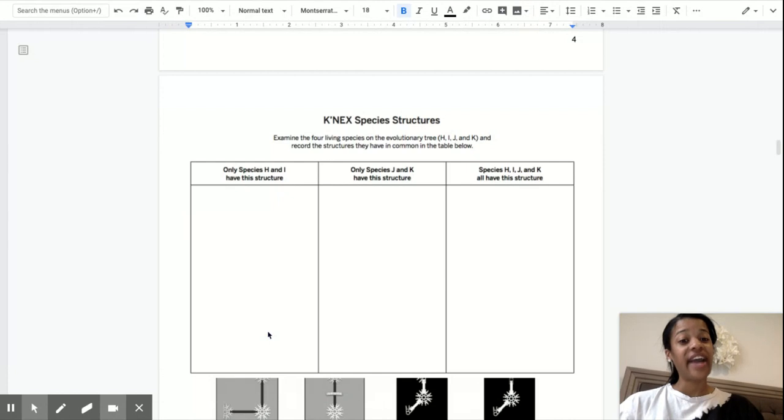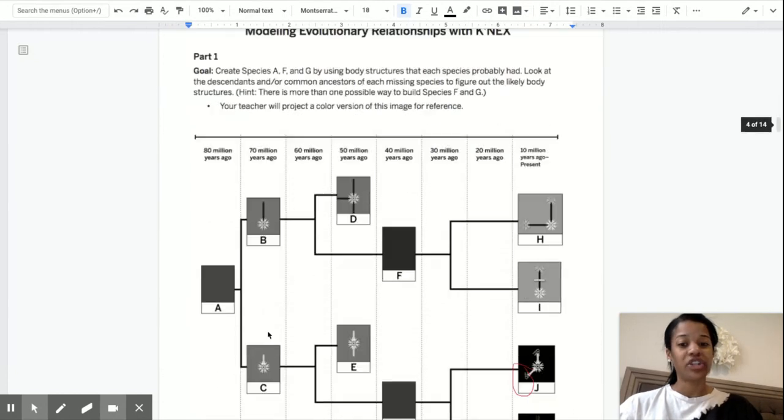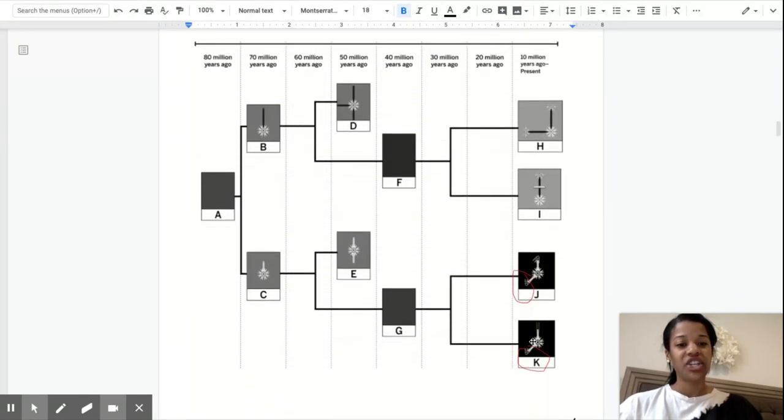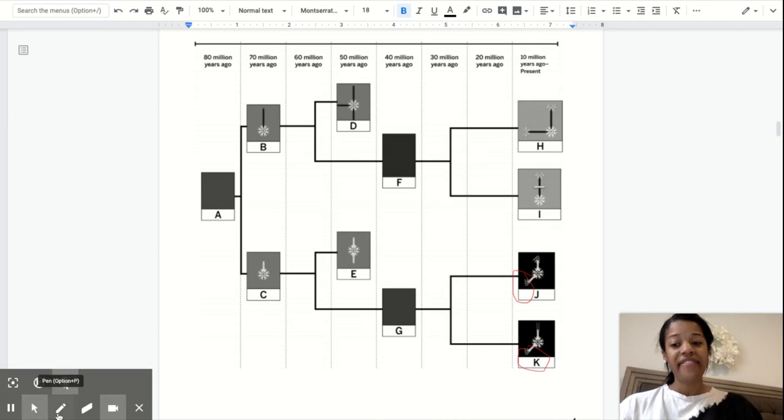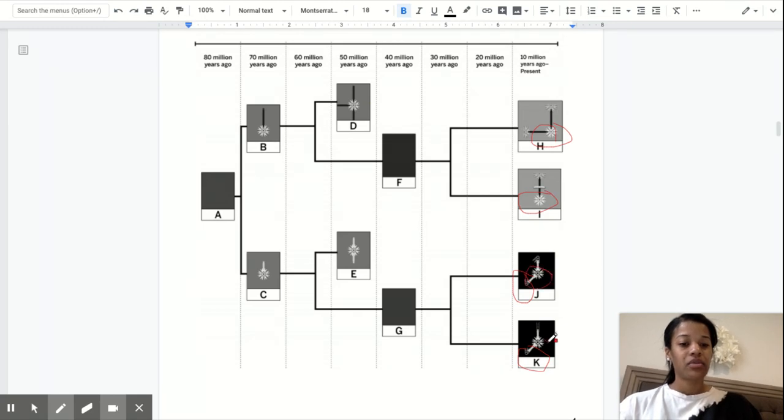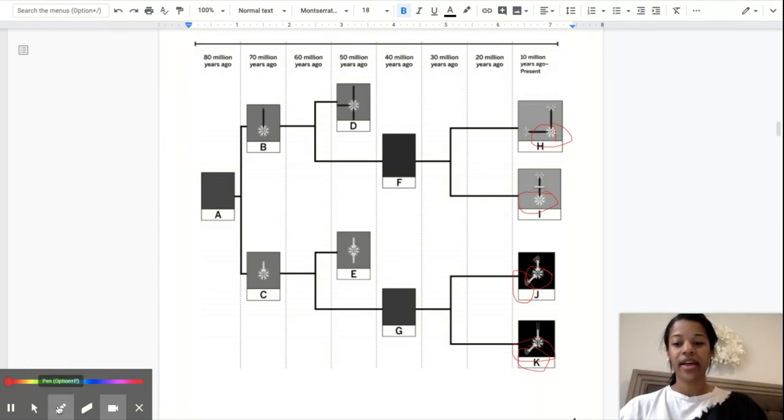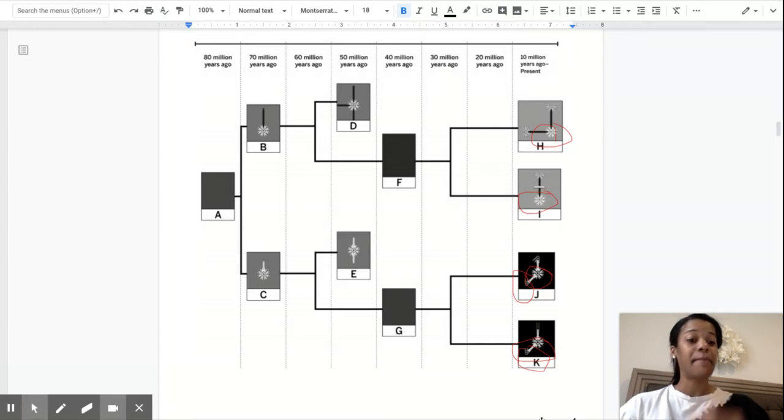Species H, I, J, and K all have this structure. So let's see, H, I, J, and K. All of them have that basic snowflake looking structure. Screw or snowflake looking structure, because we can't really tell if it's a screw in black and white. But as we can see across the board, they all have some type of common trait, similar to all those embryos having some type of common trait, which we know means that there is a common ancestor.